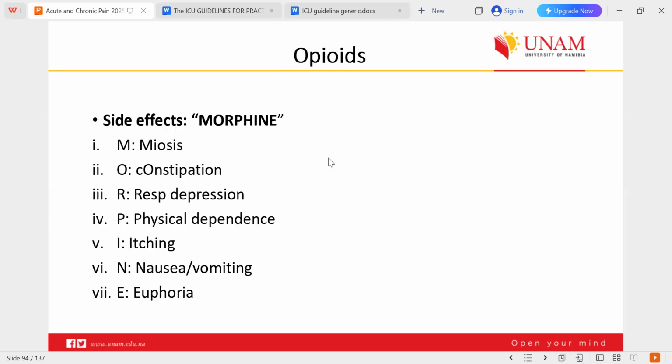Okay, and remember that opioids are not without adverse effects. Morphine being the gold standard, I use MORPHINE as also the mnemonic for side effects of opioids. So M, miosis; O, you reduce the... ; R, respiratory depression; P, physical dependence; H, hypotension; I, itching; N, nausea and vomiting; E, euphoria. You may have some other side effects that are not here, but especially for my medical students, these are enough for me to give them full marks.